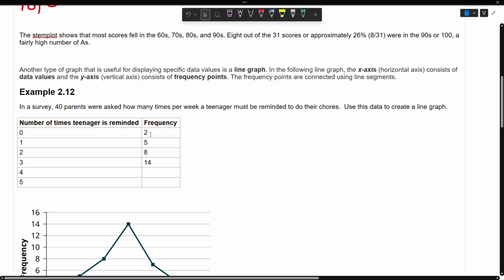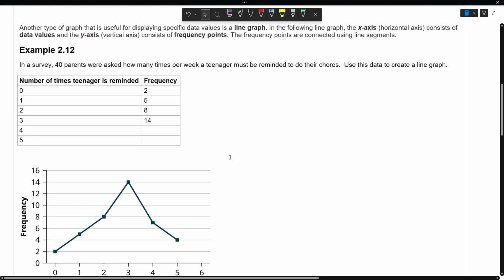A line graph is very straightforward. We're just going to plot our points, and then we're going to connect each successive point with a straight line. Here we have an example of 40 parents asked how many times per week their teenager was reminded to do their chores. We have stuff like 1, 2. That means the teenager was reminded once. 5 people said they only had to remind their teenager once, right? But you can see here that the most common one looks like it was 3 times. 3 times a week they had to remind the teenager to do chores, and 14 parents responded that.